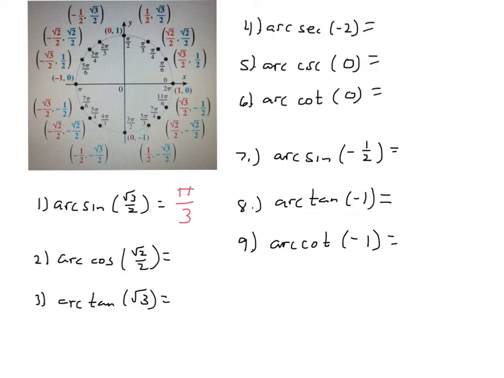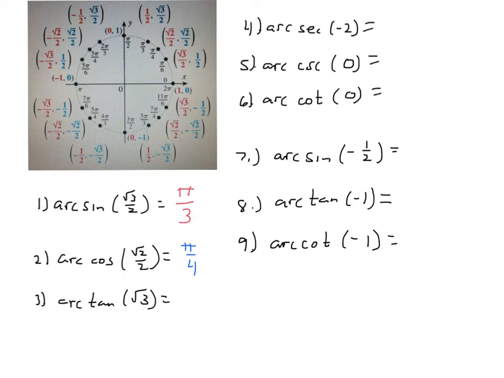When I'm looking for number 2, the arc cosine of square root 2 over 2. Now, arc cosine gives me answers in this top part here. And again, I want a positive square root 2 over 2. Well, that happens right here. That's the x-coordinate. That happens right here at pi over 4. And so the answer here would be pi over 4.